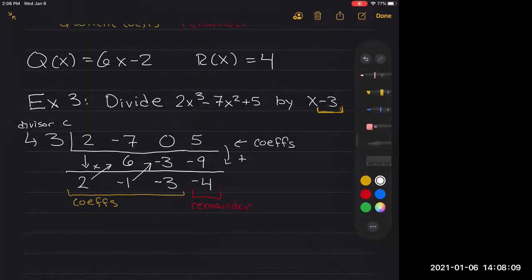So when we write it out, our Q equals 2x squared minus x minus 3. And the way to look at this is you always start with the rightmost one. This is our constant. And then as you go forward, you add an x term. So an x for our negative 1, and then an x squared for our 2. And then our r of x equals minus 4.